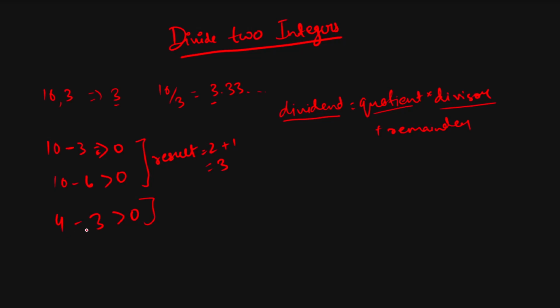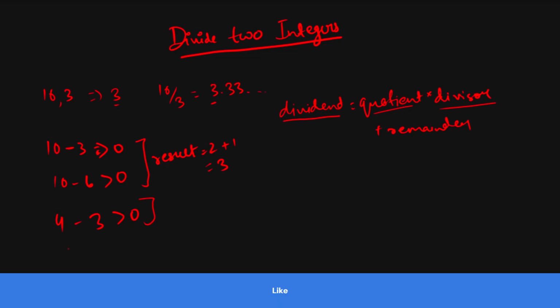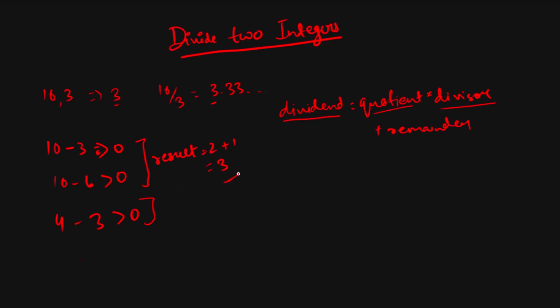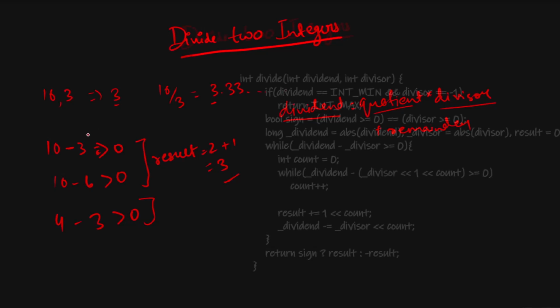Now what will be 4 minus 3? It will be 1. Then 1 minus 3 is less than 0. That means I will stop and return my answer, 3. Understand how we can divide two integers with the help of bit manipulation.